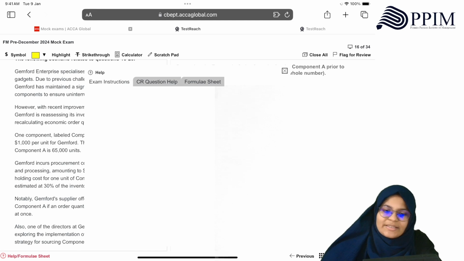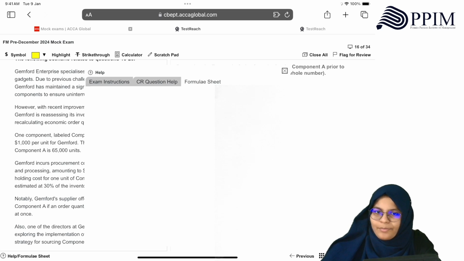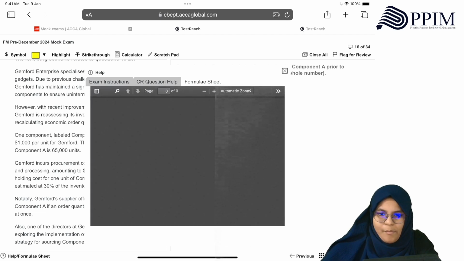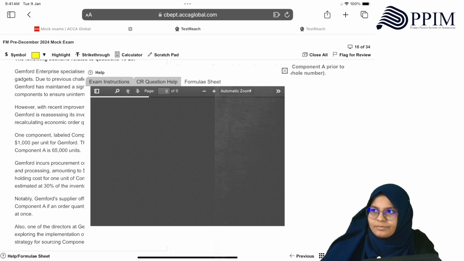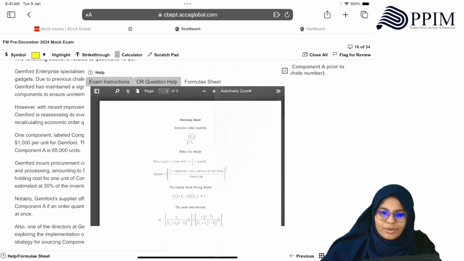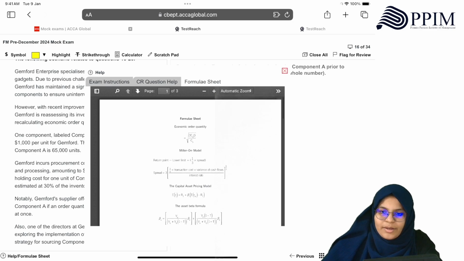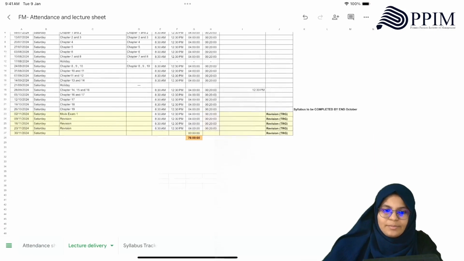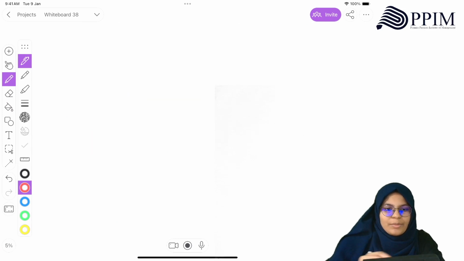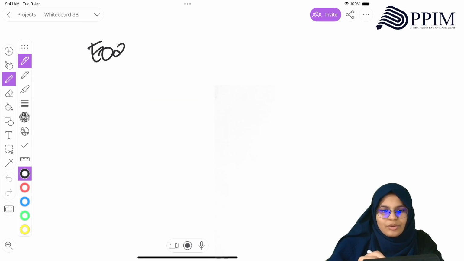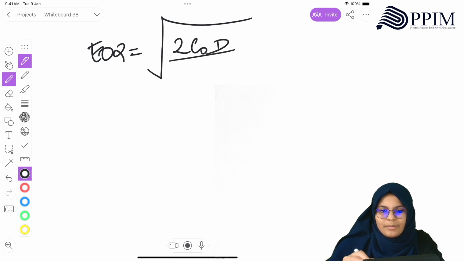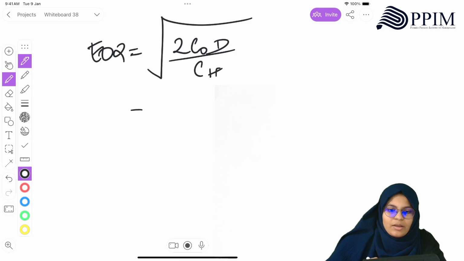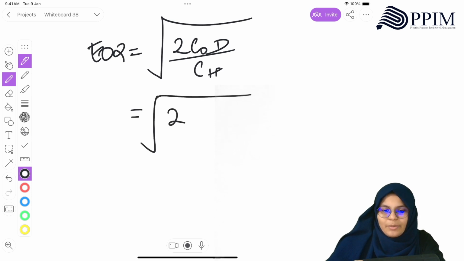Okay, so the EOQ formula is given. I think it's the first formula in your sheet. Yeah, EOQ is there. Okay, right, so let me quickly get the answer. So I'm talking about EOQ. That is the square root of 2 times cost of ordering times demand divided by the cost of holding, right? So let's put in the numbers one by one.